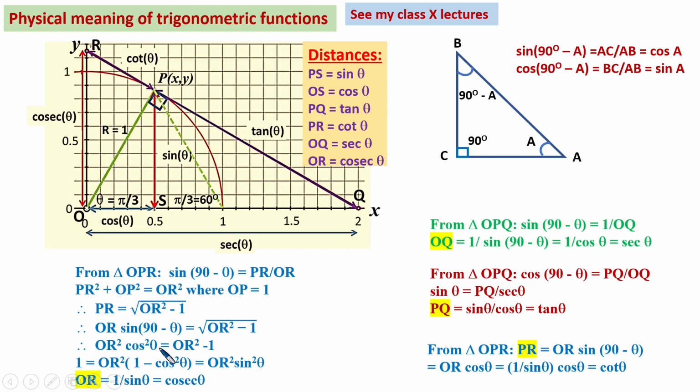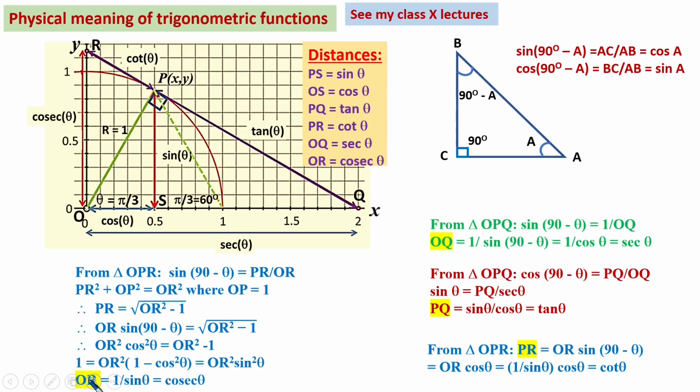So here OR square I take common here. If I bring it here and minus 1 this side, so 1 is equal to 1 minus cos square theta. And since we have said that sin square theta plus cos square theta is 1, so I can write 1 minus cos square theta is equal to sin square theta. So OR square is 1 by sin square theta.